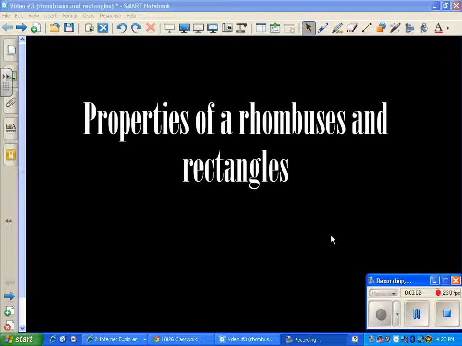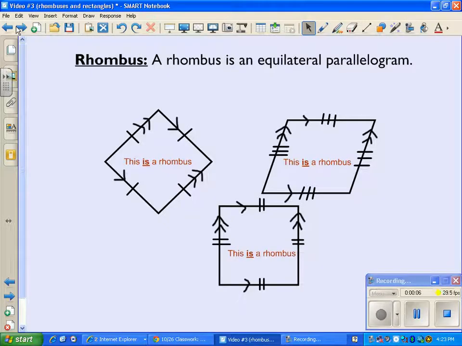Hi everyone, so today we're going to talk about rhombuses and rectangles. So a rhombus has four equal sides, or four congruent sides, and opposite sides are parallel.